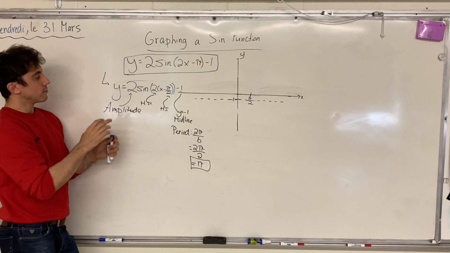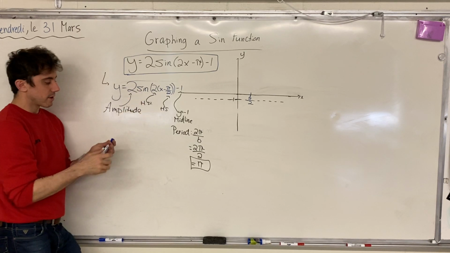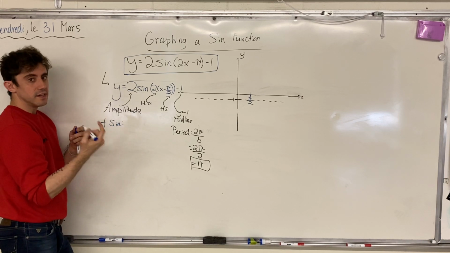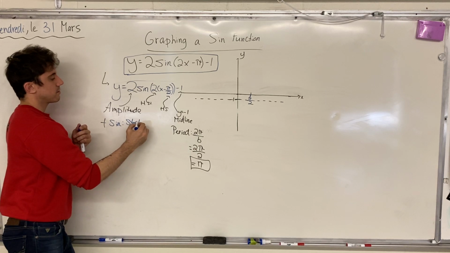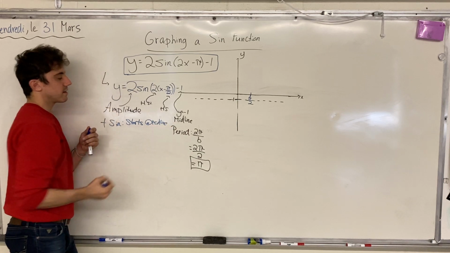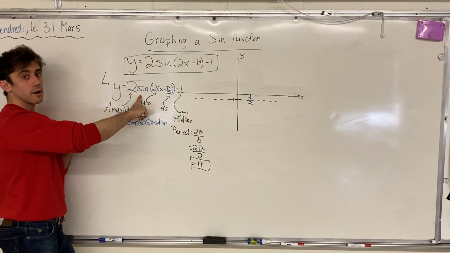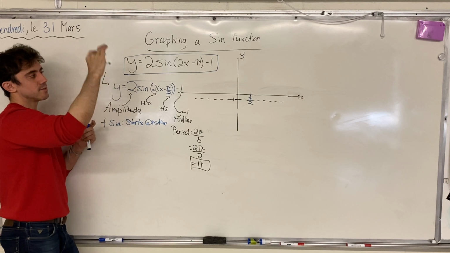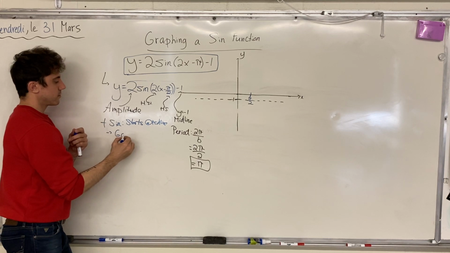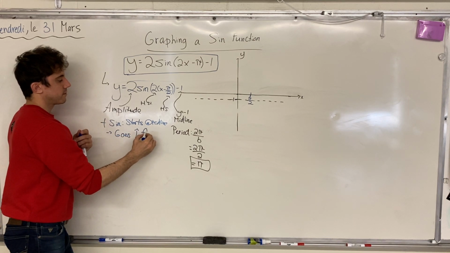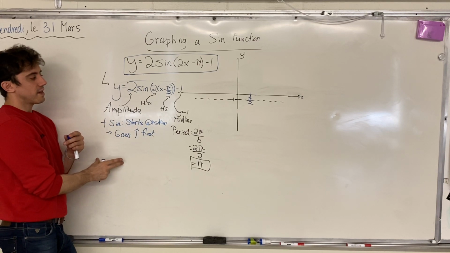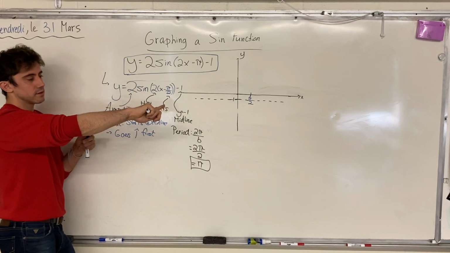Now, from here, we can start putting hash marks on our graph because we know that's where the important points are going to be. You'll also notice that this is a positive sine function. There are some general guidelines that we can use for positive sine functions. We know that it always starts on the midline. And a positive sine function always goes up first, so it's going to hit its maximum before it comes down and hits its minimum.